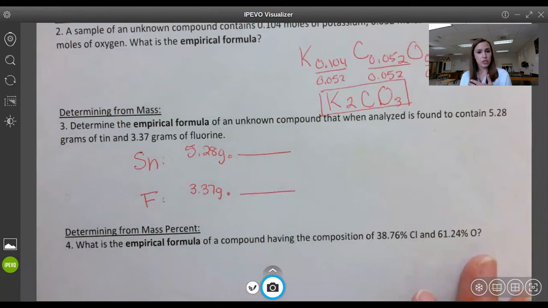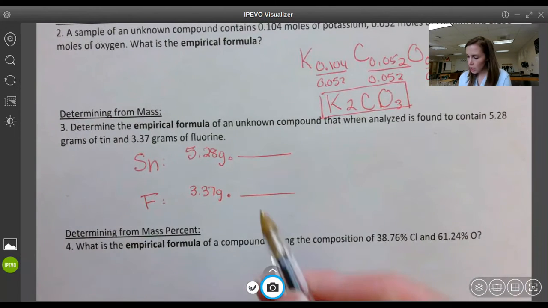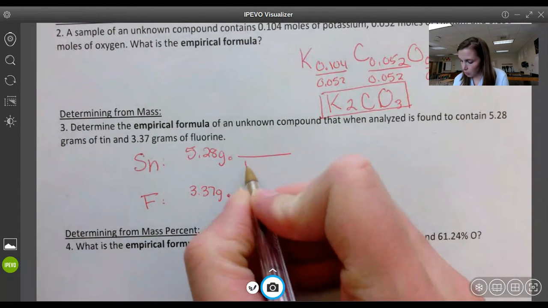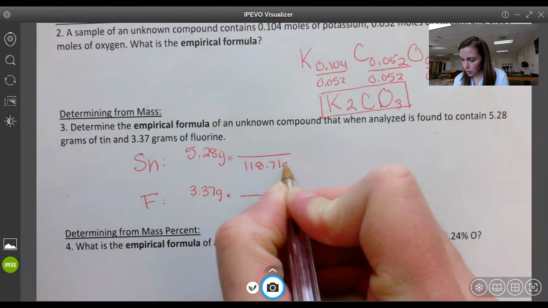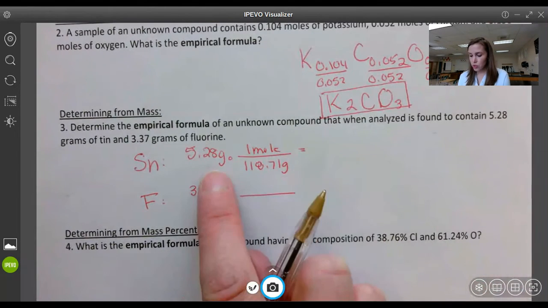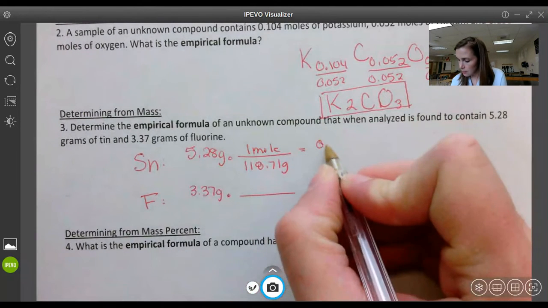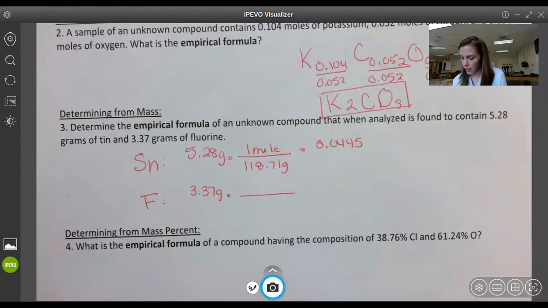Okay, I'm going to do each and calculate the moles, and I'm just using values off of my periodic table. So for tin, the molar mass is 118.71 grams, and this is 1 mole. Okay, when I divide those two, I'm going to keep my 3 sig figs that I was given to start with, and that gives me 0.0445 moles.